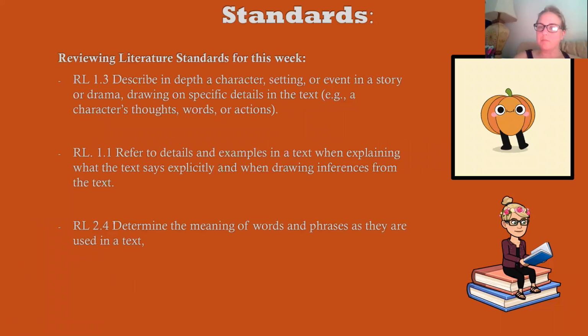Okay, so we're going to be reviewing standards this week. We're not really learning anything new, but we're just reviewing what we've already learned. So we're going to review describing characters in depth, setting or events in a story or drama, drawing on specific details in the text, which is 1.3. We're going to review 1.1, which is your evidence, so finding evidence to support your thinking about the text. And then the last one is RL 2.4, which is to determine the meaning of words and phrases as they are used in a text. So that's our vocabulary standard.